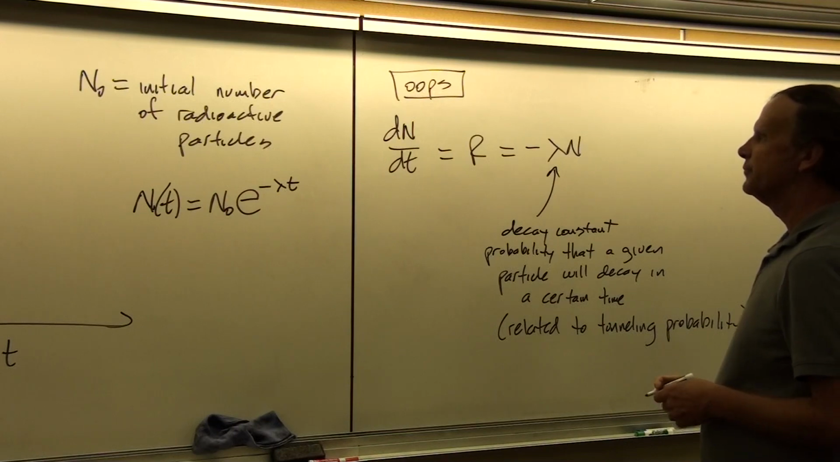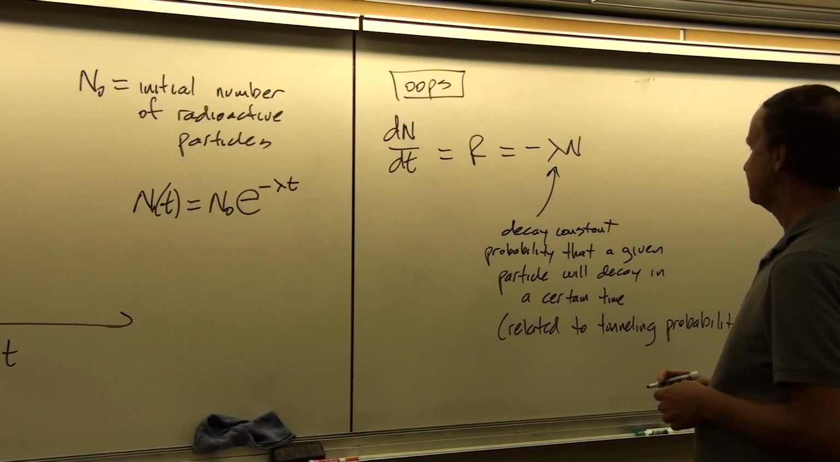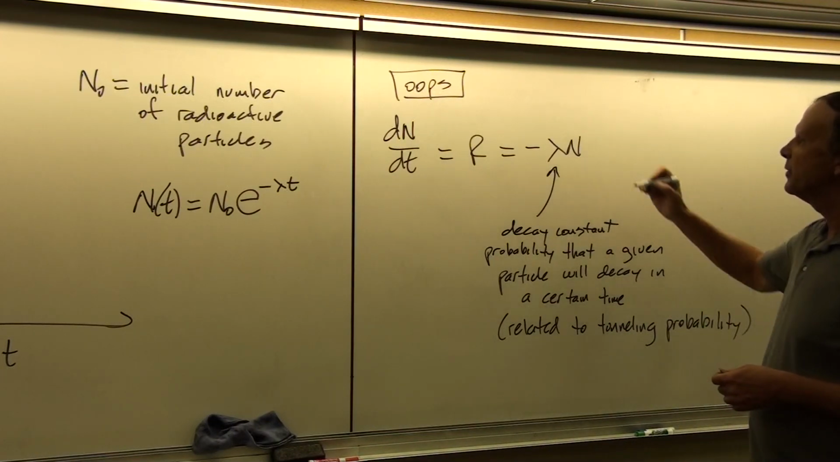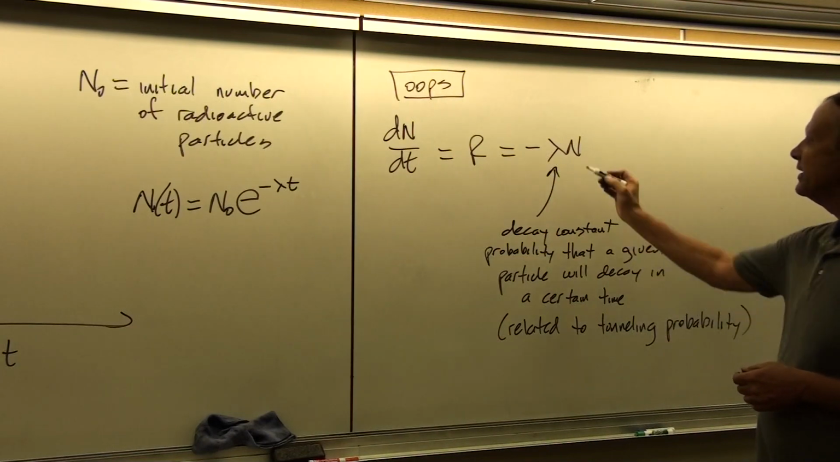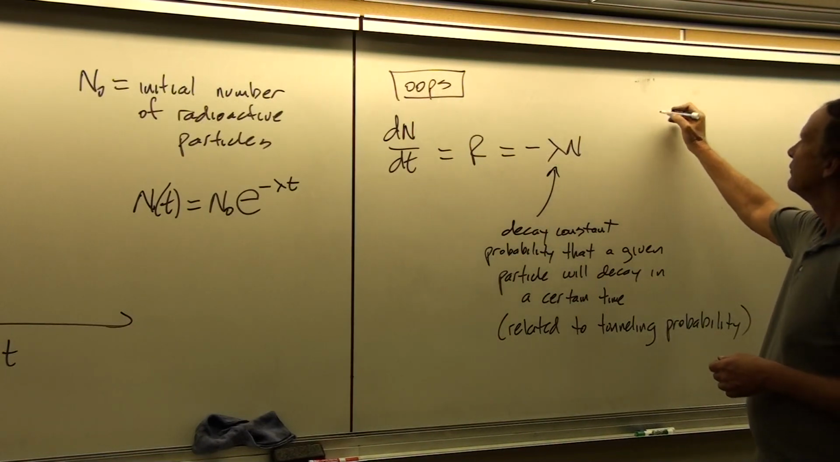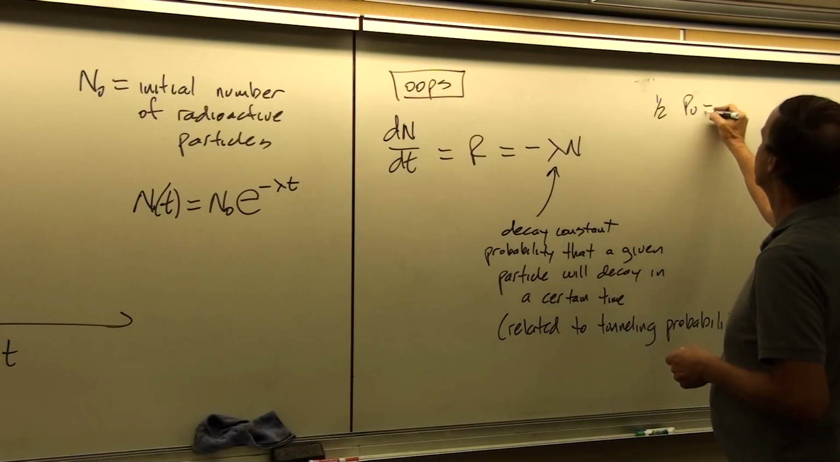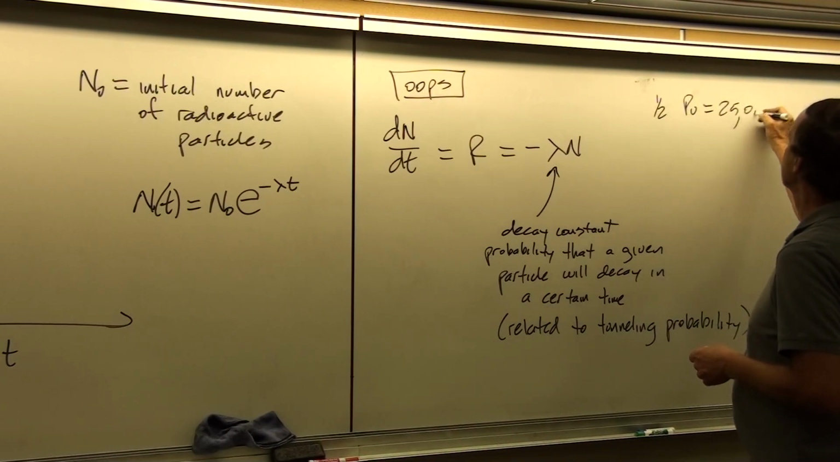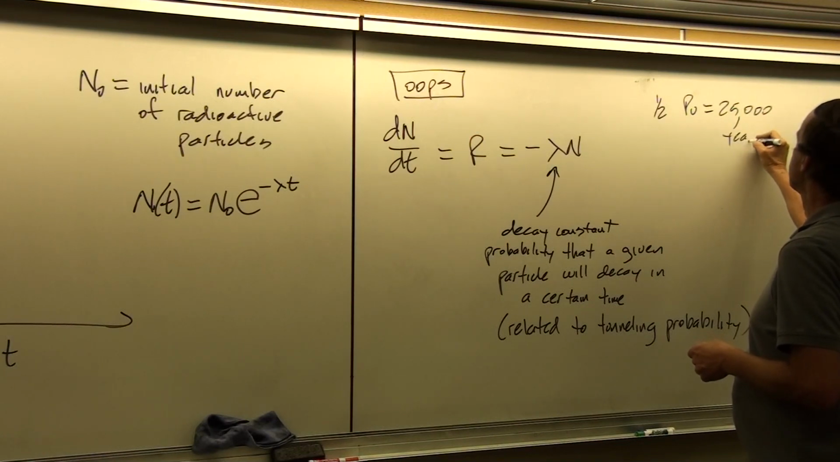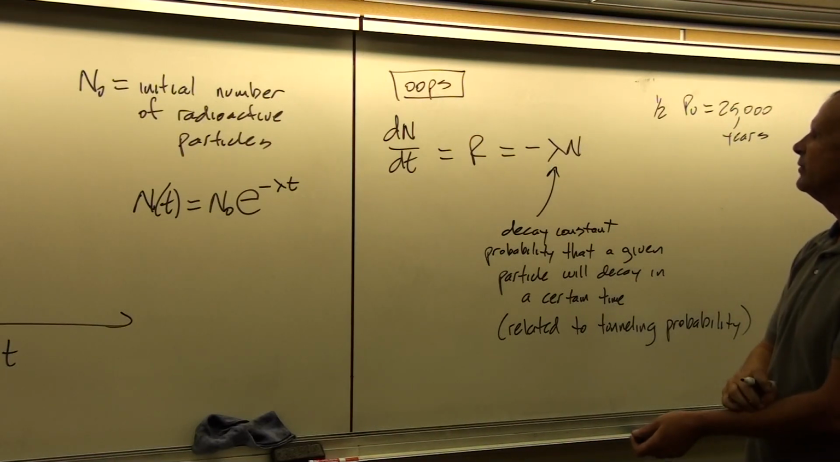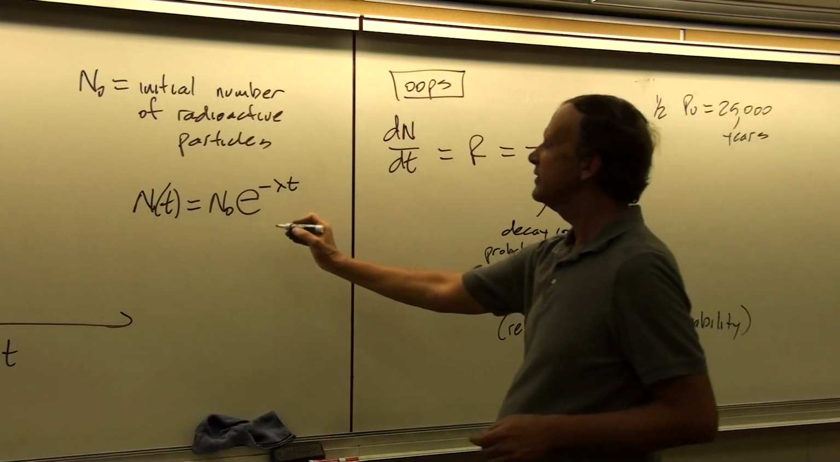But for the problem that we're looking at here, we can figure out lambda from knowing that the half-life for plutonium is 25,000 years. Okay, so that's what I'm going to want to do. Now, how did I get this relationship?